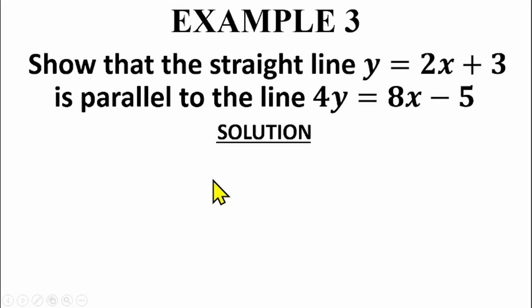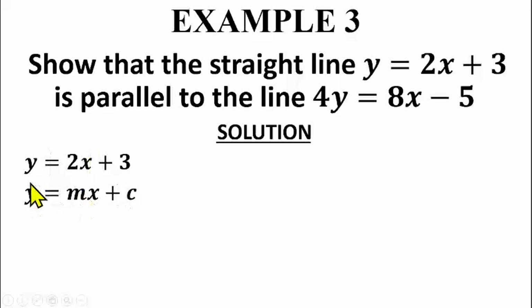The gradient of this first line must be equal to the gradient of this second line as well. So let's find the gradient of the first line. y is equal to 2x plus 3. If you compare this with the general equation of a straight line, you can see that they have already made y the subject of the formula here, so we can easily deduce our gradient. That means our gradient here, which is m1, will be 2. m1 represents the gradient of the first straight line.